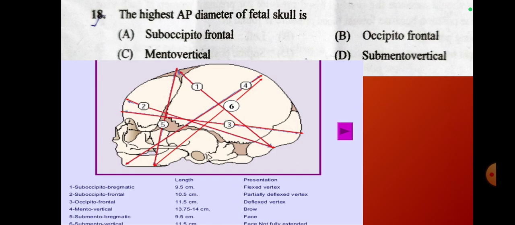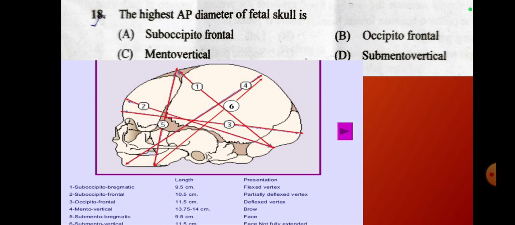The highest diameter of fetal skull is: option A, suboccipitofrontal; option B, occipitofrontal; option C, mentovertical; and option D, submentovertical. At first we have to know the diameters of fetal skull. Suboccipitobregmatic is 9.5 cm, the presentation of flexed vertex. Suboccipitofrontal, the length is 10.5 cm. The presentation is partially deflexed vertex.